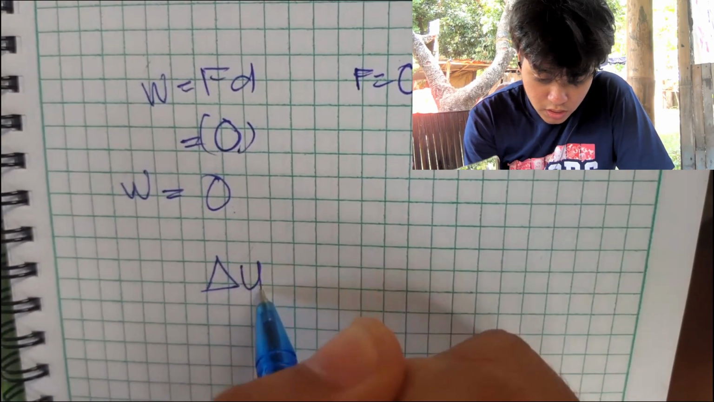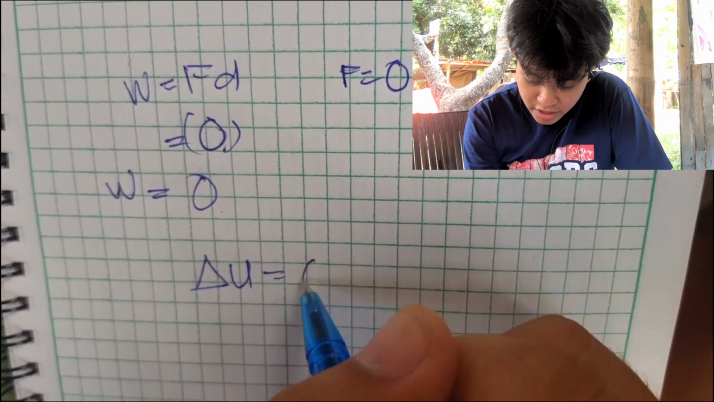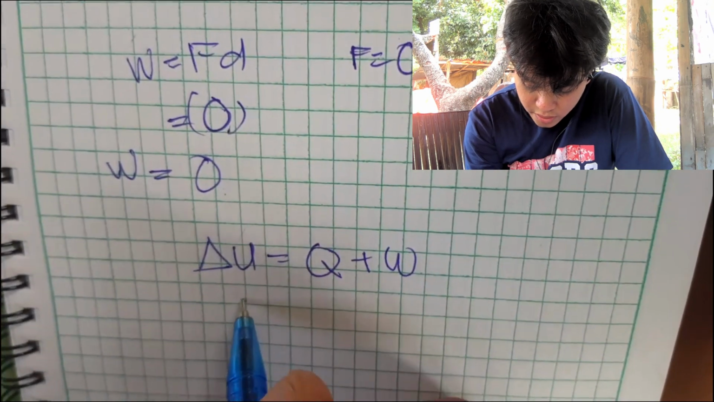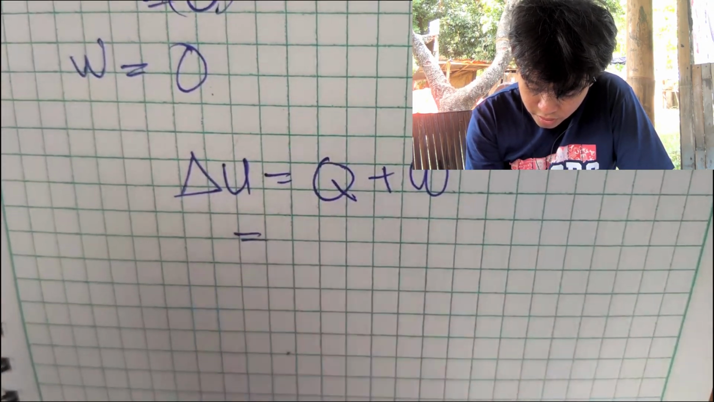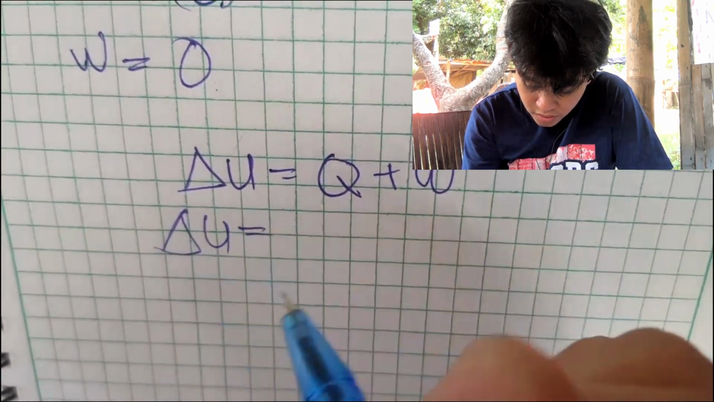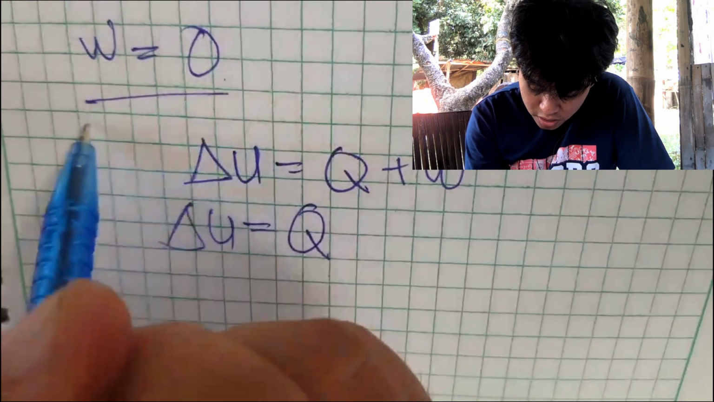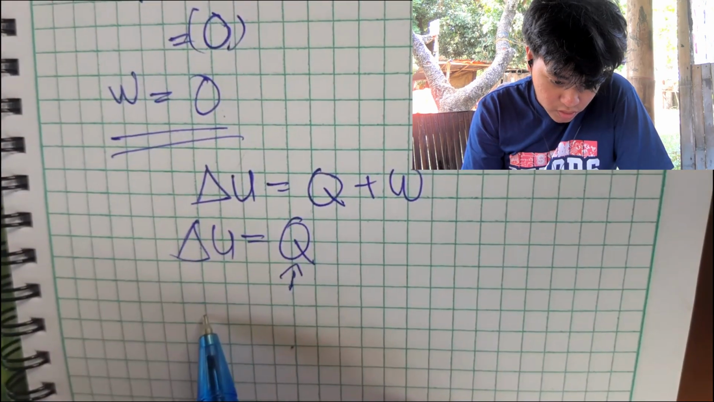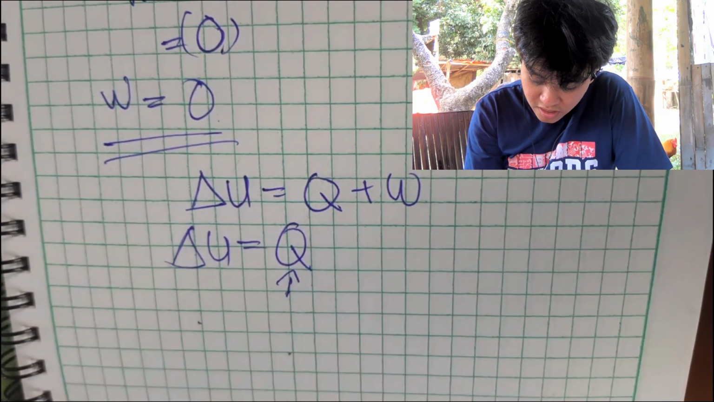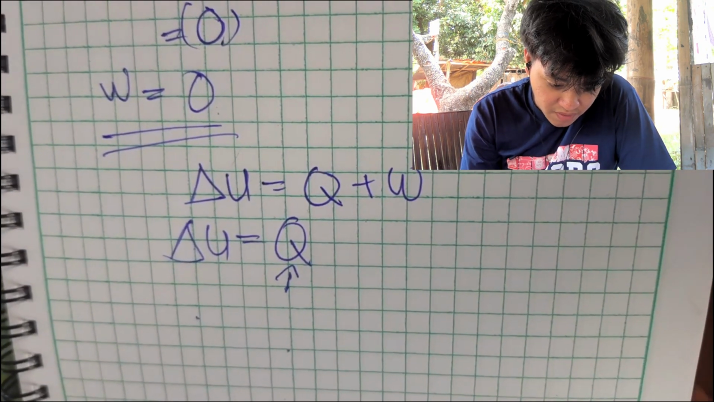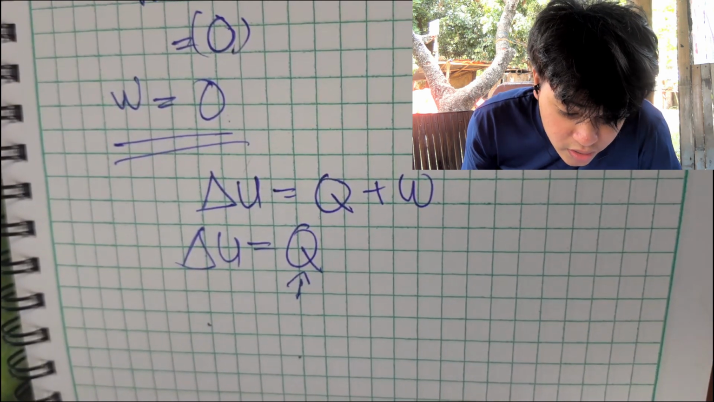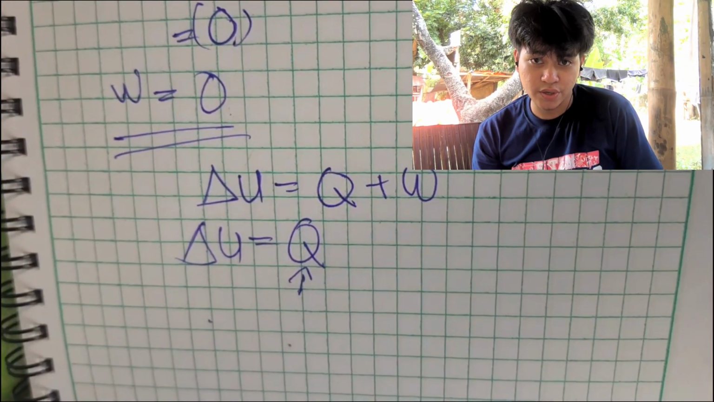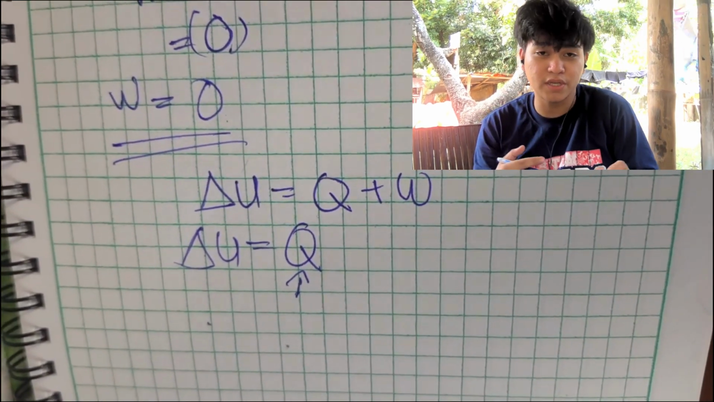So for the internal energy, you have delta U equal to Q plus W, which is equal to Q with the volume and W with none. So delta U is equal to Q because W is equal to 0. So only heat adds to the internal energy, giving the isochoric process its difference from the first one, which is the isobaric process.